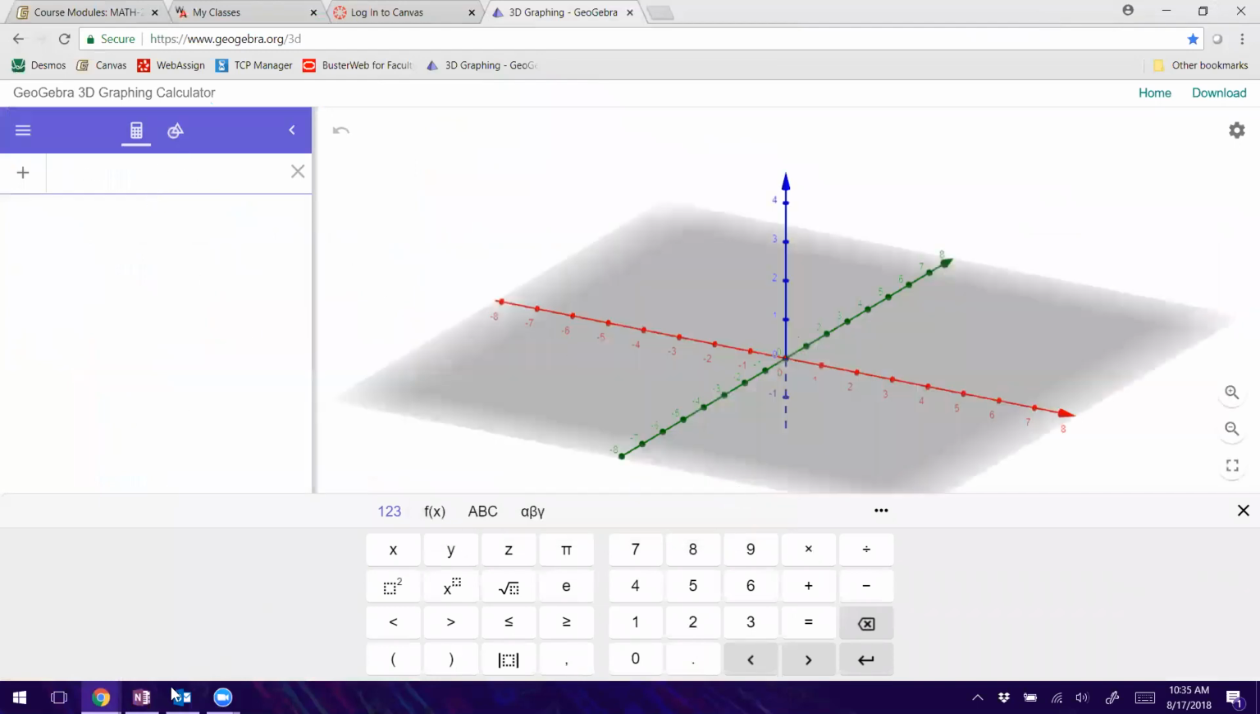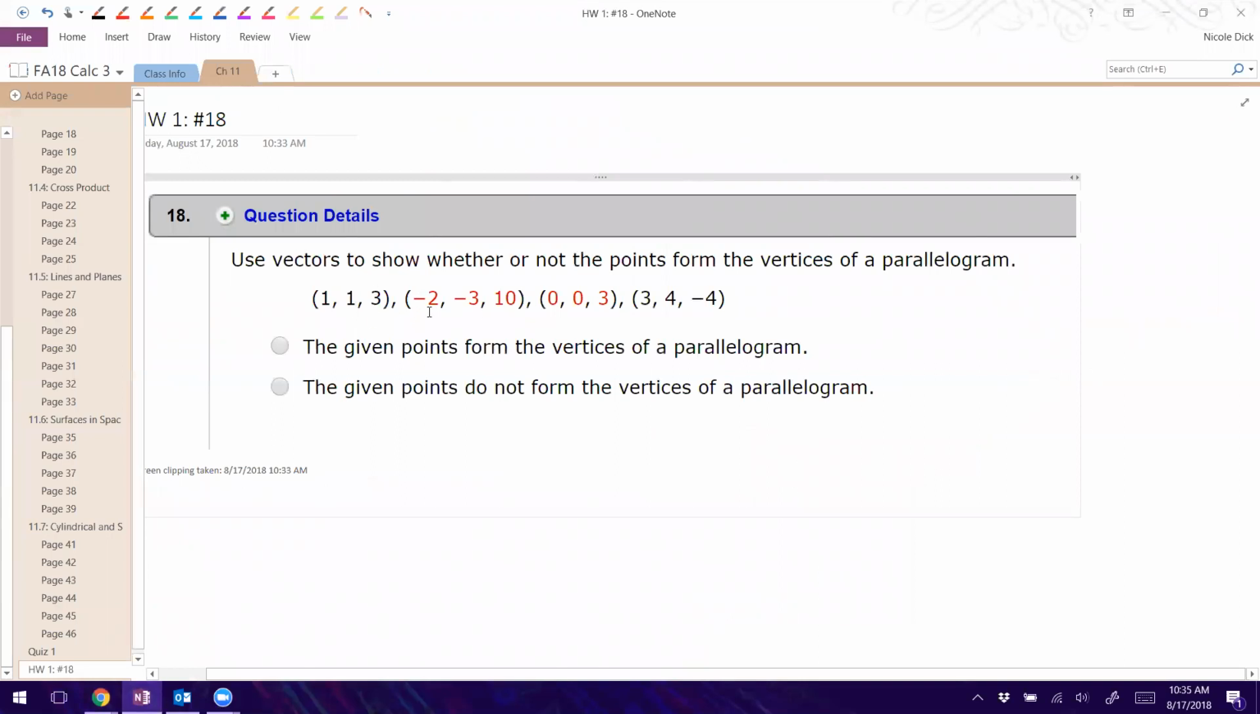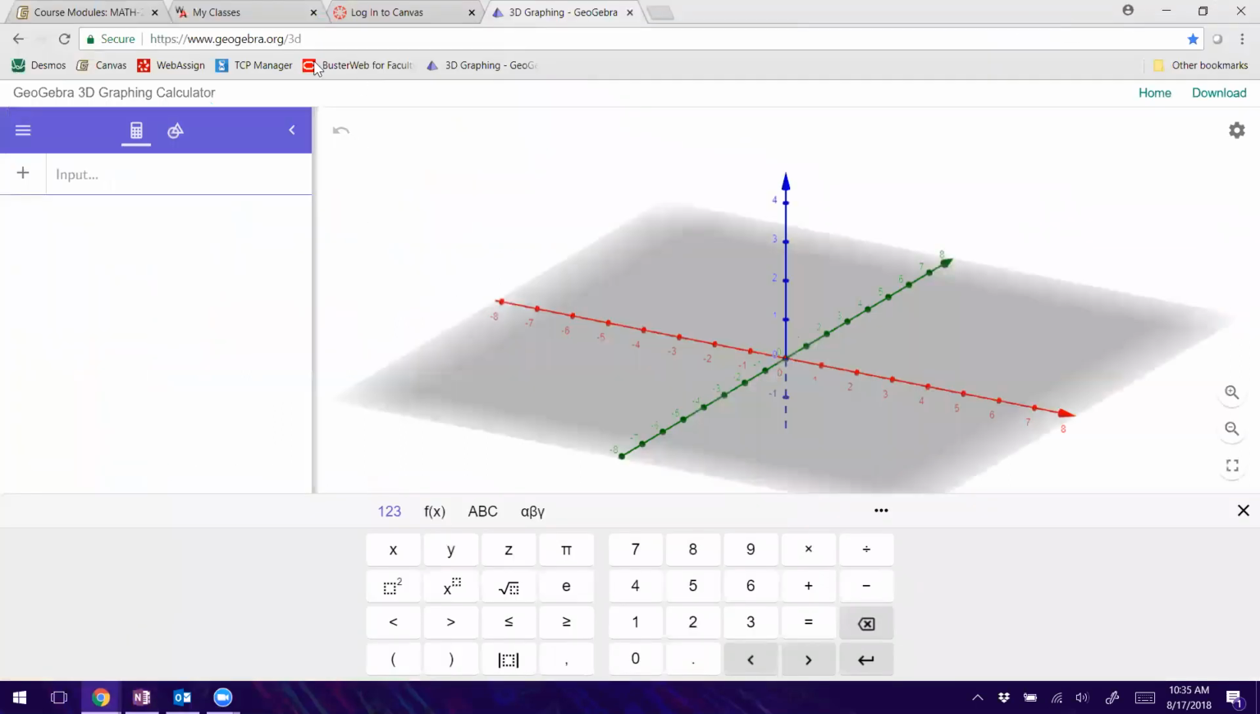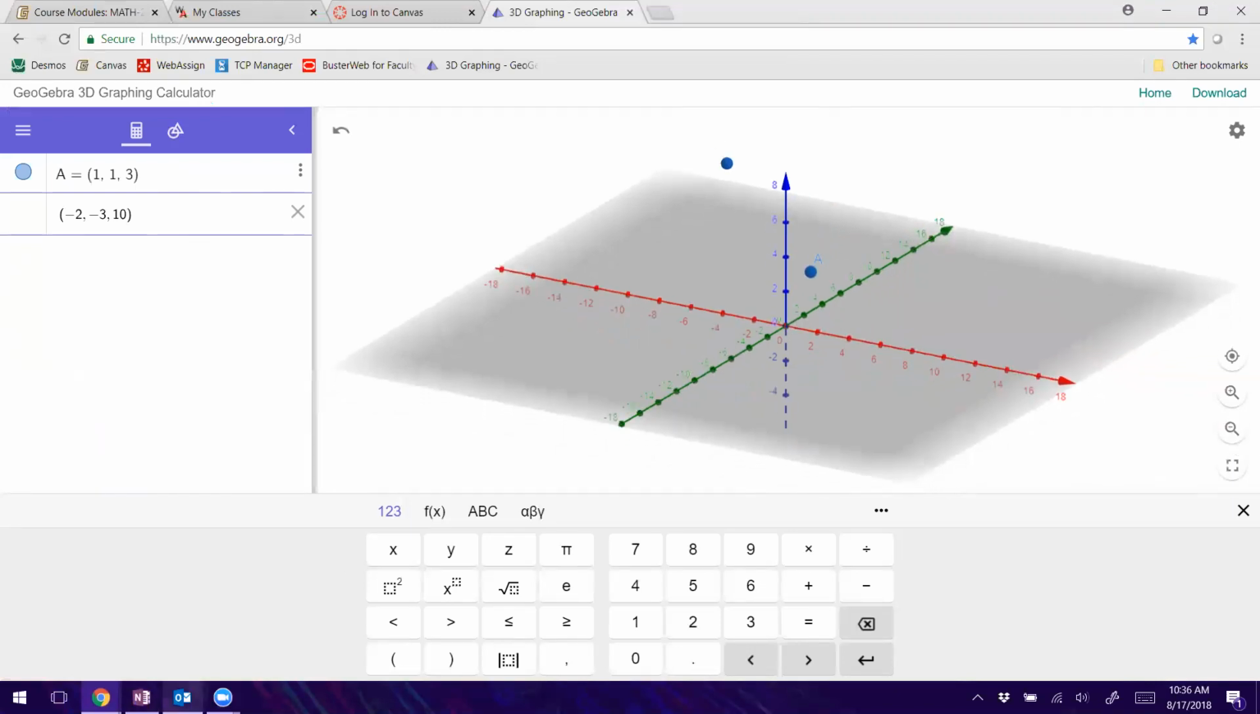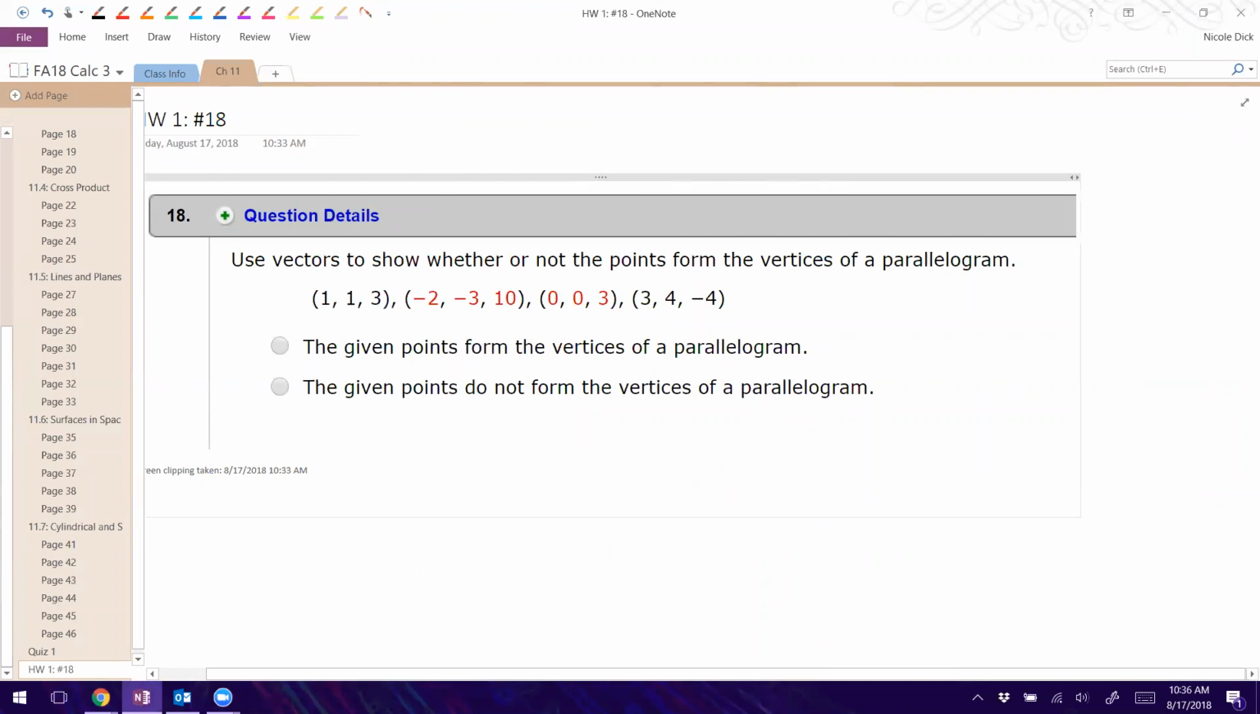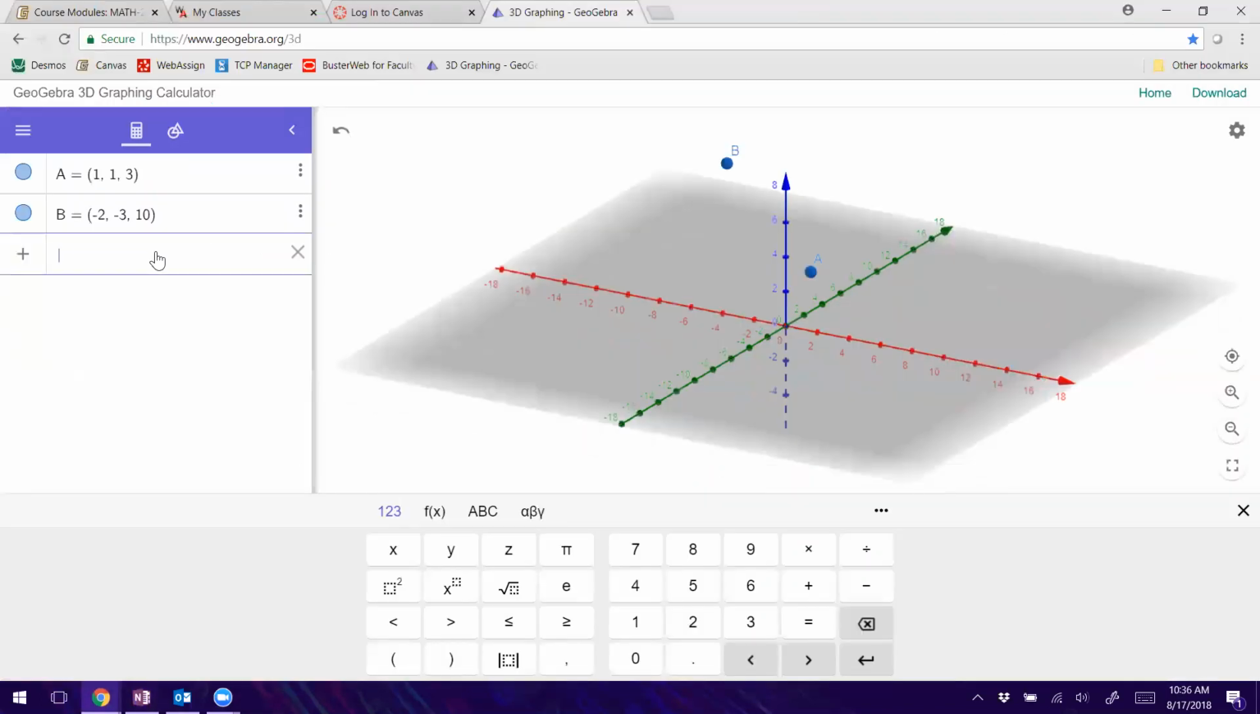Okay, so the points. We use these points: 1, 1, 3, -2, -3, 10. Oops, negative comes first. There's 2 points, and now we can see the other one. There it is: 0, 0, 3, 3, 4, -4. All right, so there are all 4 points that we are working with here.